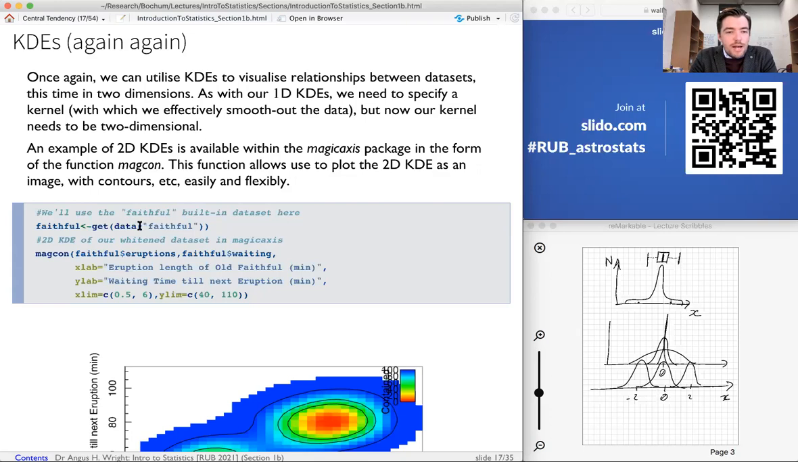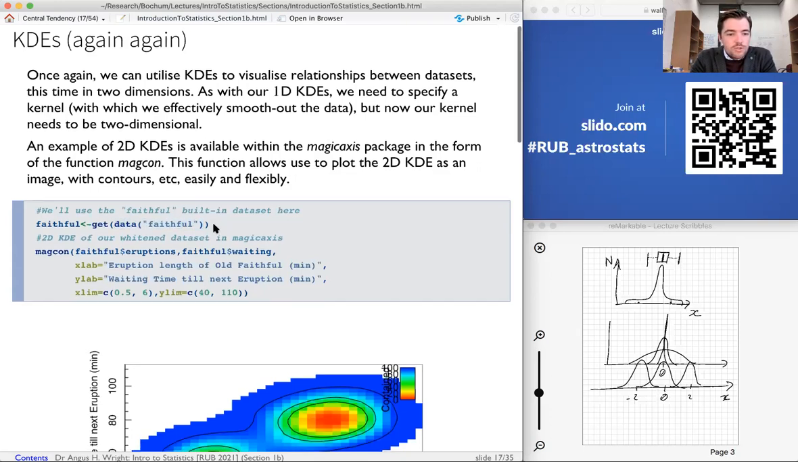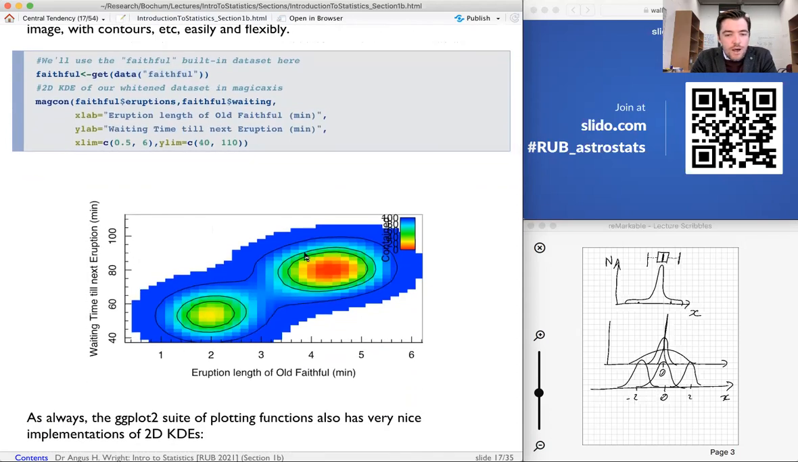We're going to plot an inbuilt data set within R, which is called the faithful data set, which shows a set of observations of the time of eruption of the Old Faithful geyser in Yosemite National Park in the US versus the time that you have to wait until the next eruption after that eruption. And the first thing you can see is that this is bimodal. And the second thing that you can see is that there's some trend here, right?